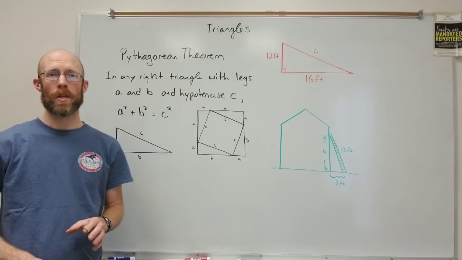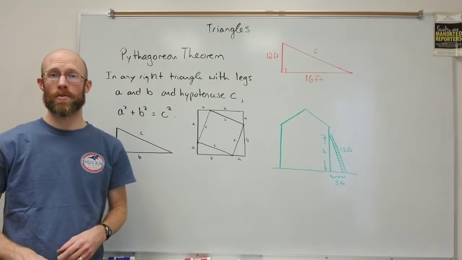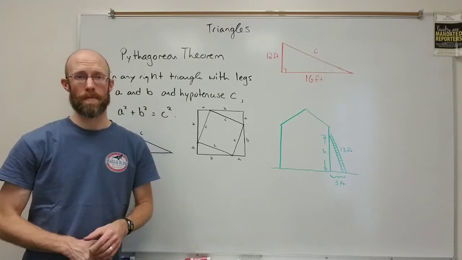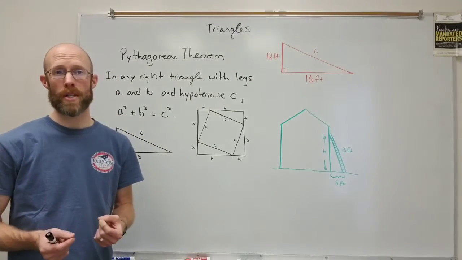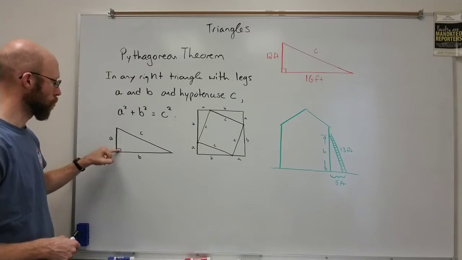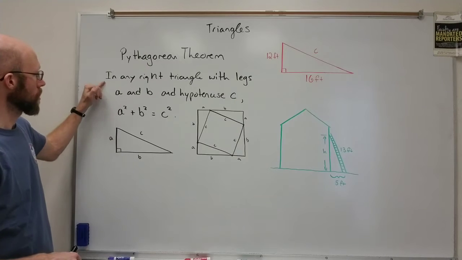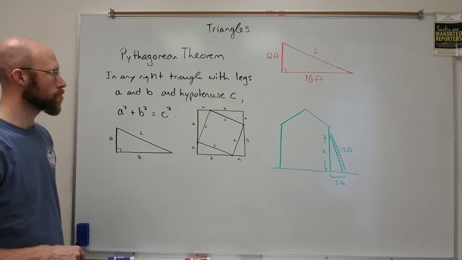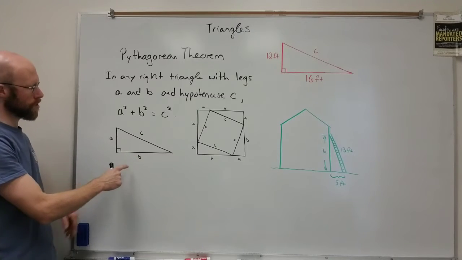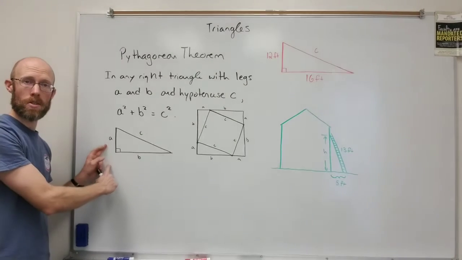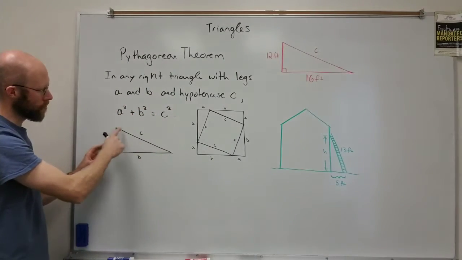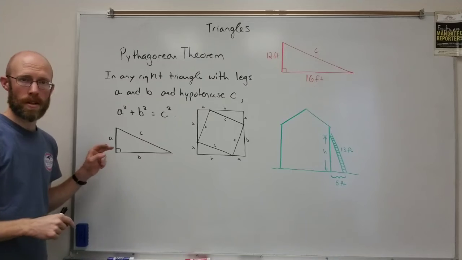Now we're going to look at a really popular, very useful theorem for right triangles called the Pythagorean theorem. Again, it only really works for right triangles. Right triangles, remember, are triangles that have one right angle. It says basically that in any right triangle with legs of length A and B, legs being the two sides adjacent to the right angle, and hypotenuse C, the hypotenuse is the side opposite the right angle.